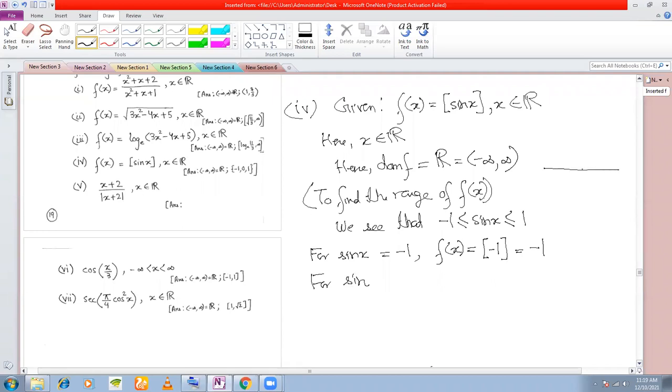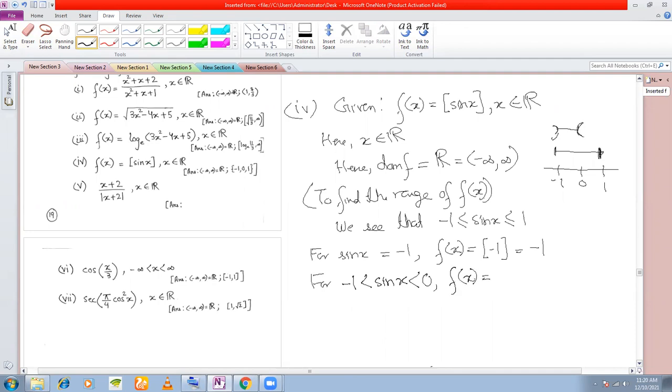Now consider the next interval. See, in this real number line, you've got 0, -1, and 1. So these are the values between which sine limits itself, right? Between -1 and 1. I have considered this value. Now let's consider the next interval, except -1 till 0. So for -1 less than sine x less than 0.